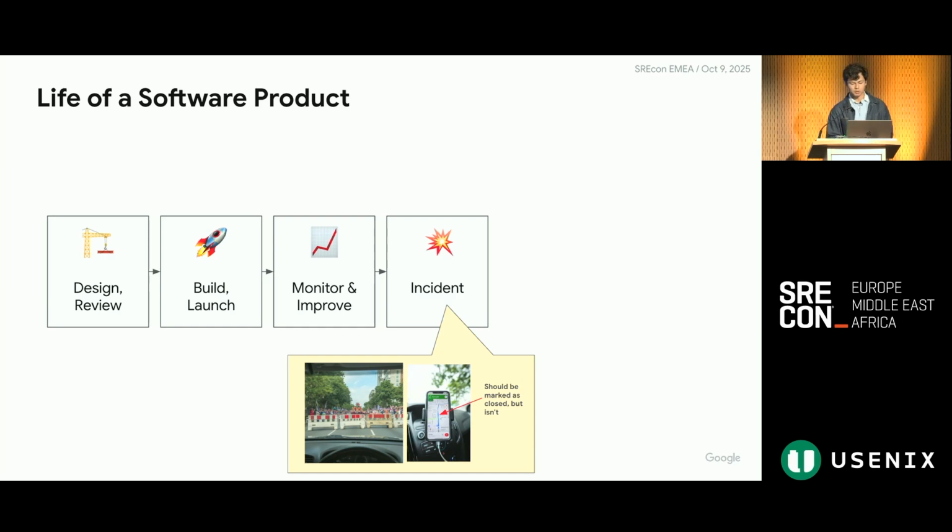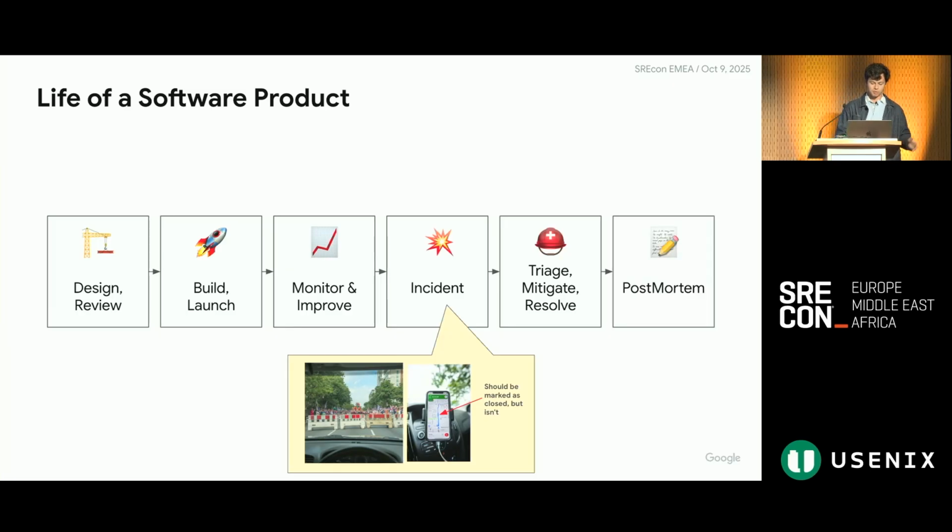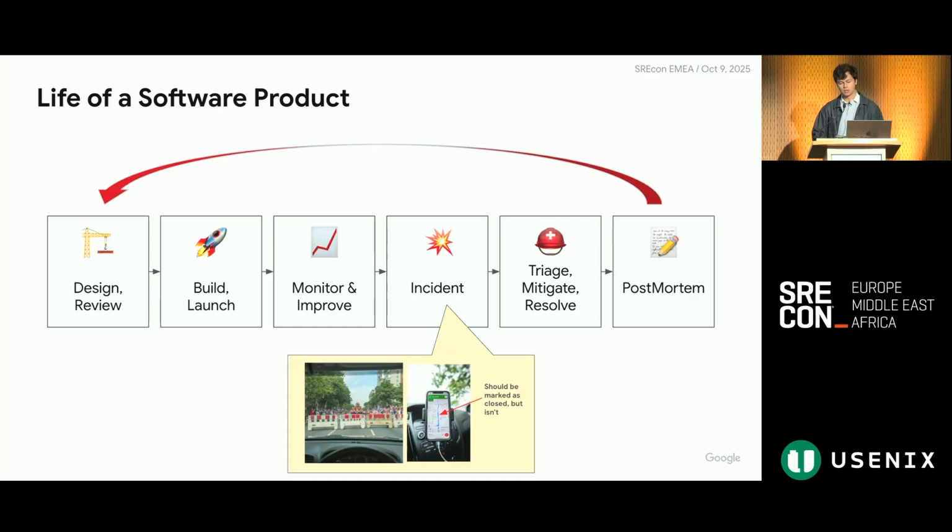You send a bunch of people down a parade route that's supposed to be closed on Google Maps. So of course you triage, you mitigate, you resolve, and you follow up with a postmortem. After understanding the postmortem and figuring out what happened, you actually realize that there was a design issue. So of course you apply the fixes, you redesign part of the system, you create new rules or guidance to prevent other teams from hitting this exact same problem, and the cycle continues until you have the next incident.